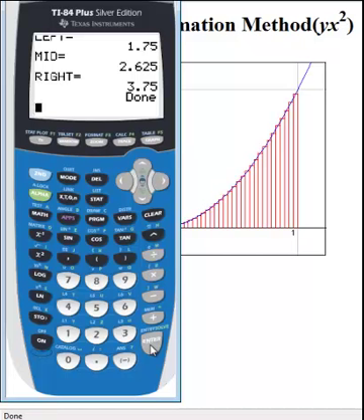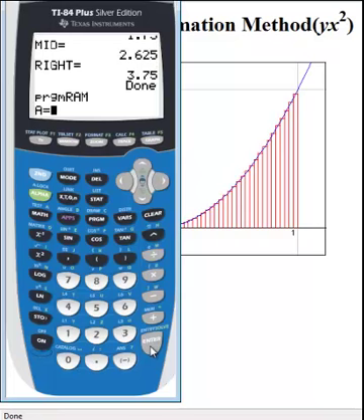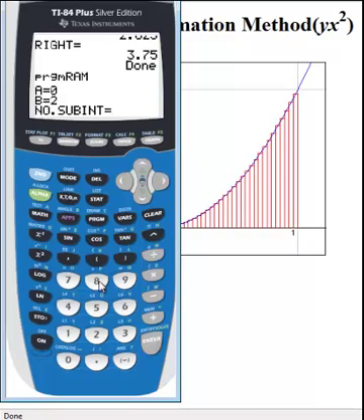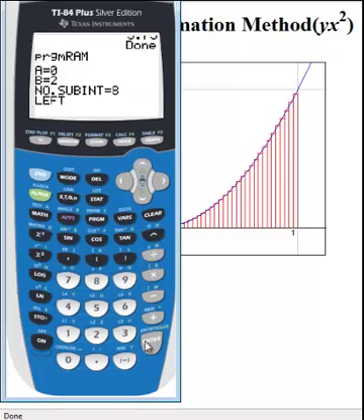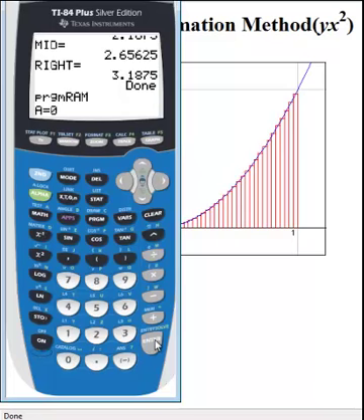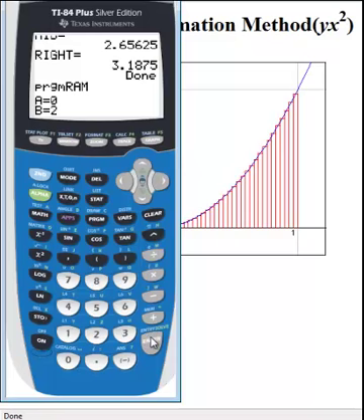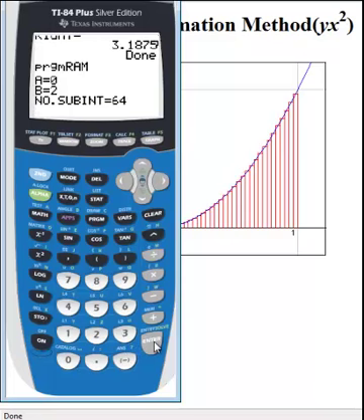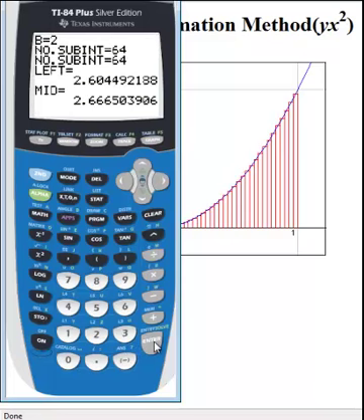And what you can do with this program is run it a number of times with larger and larger numbers of subintervals. So that was 4. If we go with 8 subintervals, we get those 3 numbers. If we run it again, I'm just going to jump in with a big number for the number of subintervals, maybe 64. The calculator's going to have to work a little bit.